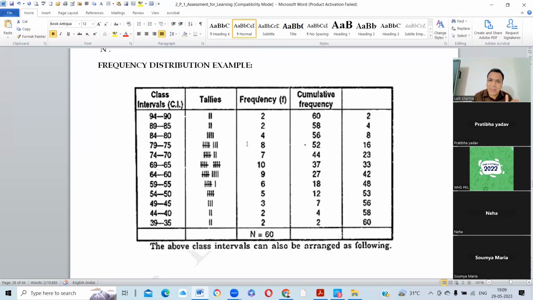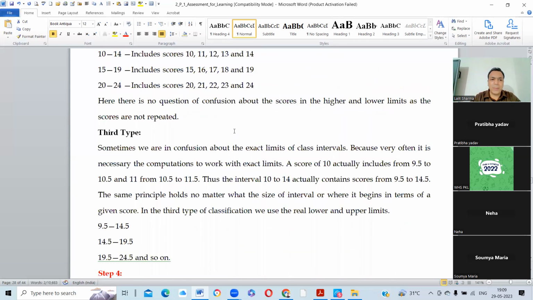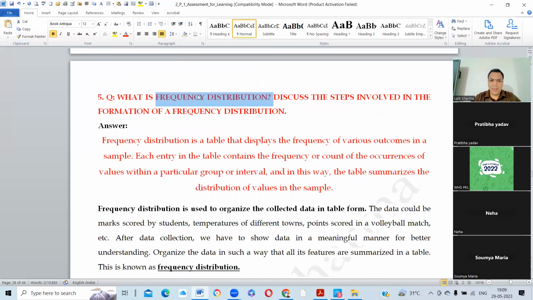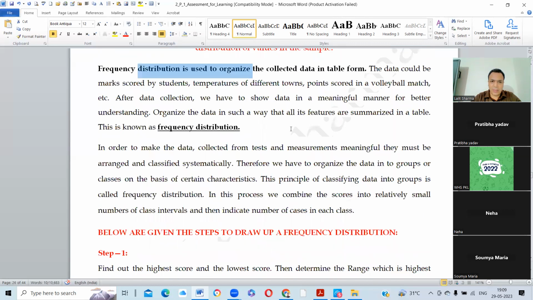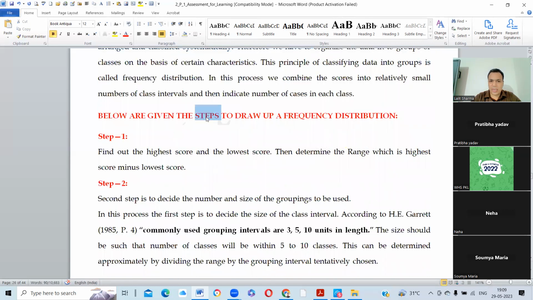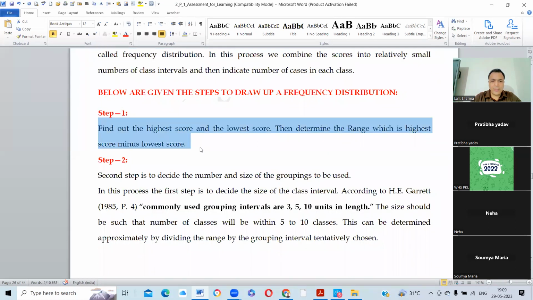You will make the class interval, right? 60 to 70, how many students have got; 70 to 80, how many students have got. बस उसी के आपको steps you have to remember, right? What is a frequency distribution? Discuss the steps involved in the formation of a frequency distribution. ये frequency distributions की definitions है, ये steps आगे. Step 1 में what you will do? ये देखो, you will find the highest score and the lowest score naturally. तभी हम बनाएंगे frequency distribution.